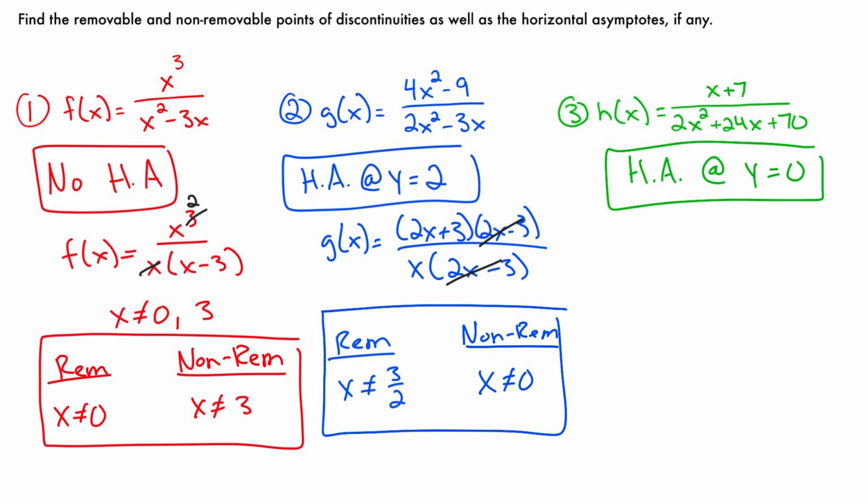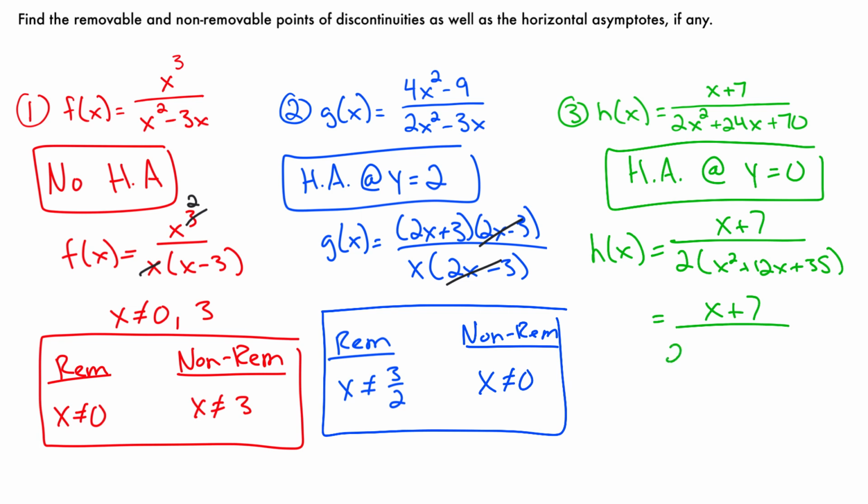In order for me to find the discontinuities, I've got to take the function h and factor it. I could take a 2 out of that. That'd be 2 times x squared plus 12x plus 35. And then that factors again into x plus 7 times x plus 5. The x plus 7 on top and bottom would eliminate. Therefore, the removable discontinuity comes from the x plus 7, meaning x cannot equal negative 7 is removable.